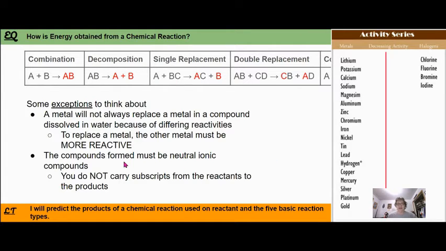The second exception that we have to think about is that the compound formed must be a neutral ionic compound. So if we're going to use ions, an ionic compound for each of these A, B, and C, D, we have to keep in mind what those subscripts are, what those ionic charges are, so that when we put them back together, they're put back together correctly. Even though in this reaction you might have A2B, over here you may not necessarily have an A2, because D may not be a 2 minus ion. We're going to go through one of those.